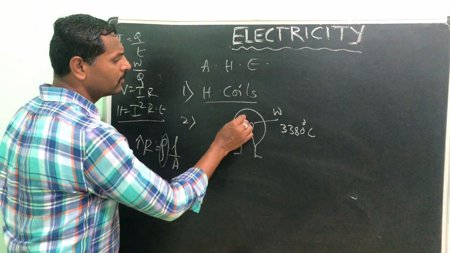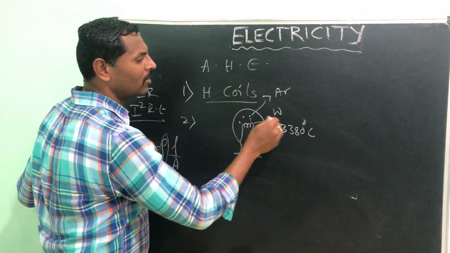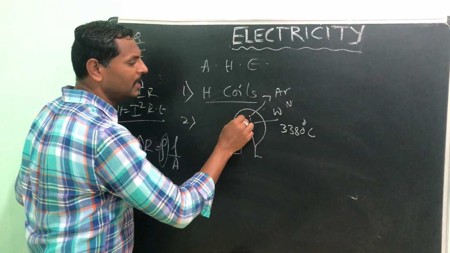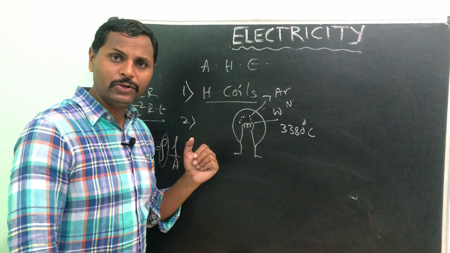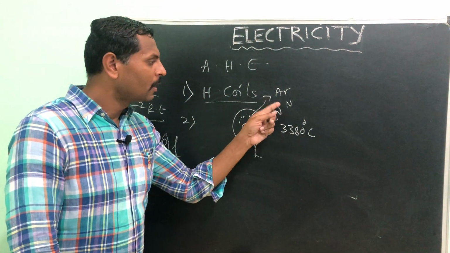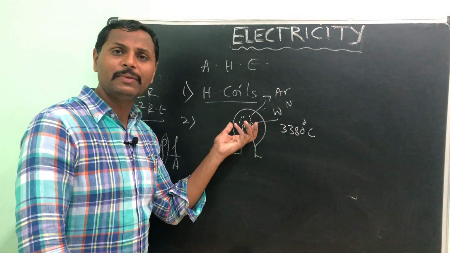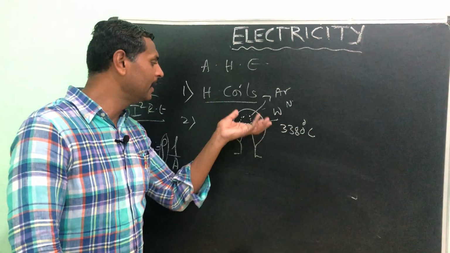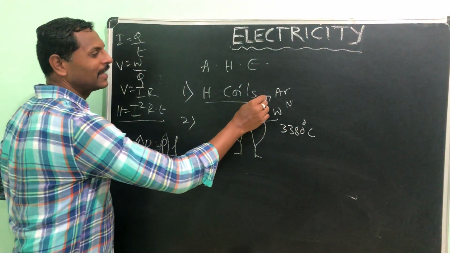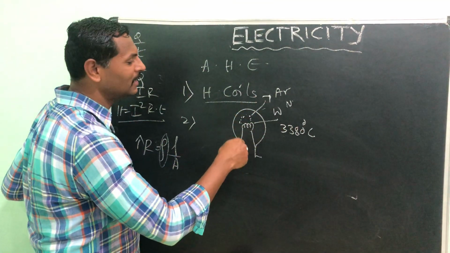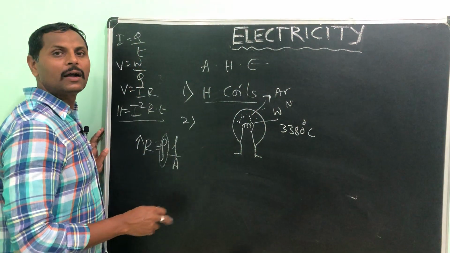Okay, and here very inert gases like argon or nitrogen are filled in to avoid combustion. If more heat is produced here, and if air is there, oxygen is there, then immediately it automatically burns and it will not give out light. Okay, that is the reason they have taken argon or nitrogen gas as an inert gas, which will not allow combustion there.